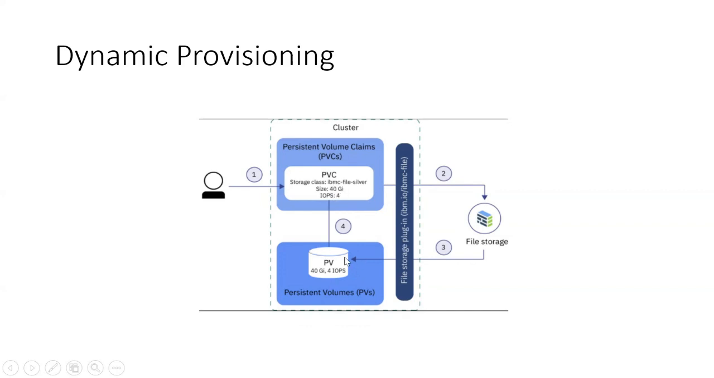So in dynamic provisioning, the user or administrator will not create the PV. The PV will be created by the provisioner. Your request will go to the storage provisioner, and through the storage provisioner it will go to the storage target, and they will create the same size that has been requested and map it here. That is called dynamic provisioning.